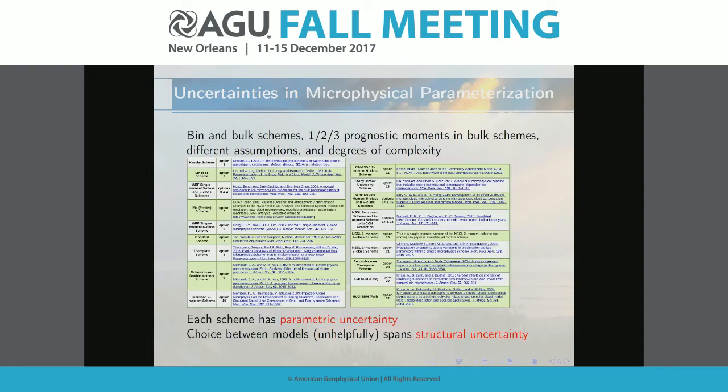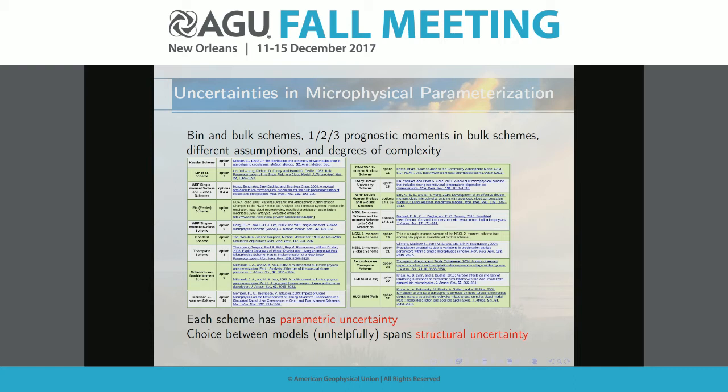All right, so the current state of the art is that we have a whole slew of microphysics schemes, and each one of these has its own uncertainty associated with the parameters, the coefficients within that scheme. That's what I'd call parametric uncertainty, associated with these tunable knobs. So if we consider the microphysics scheme a black box, there are these knobs that we can tune to try to make it better. And then there's a choice between these different models that's kind of a discrete choice, sort of choosing between different black boxes. That's one source of structural uncertainty.